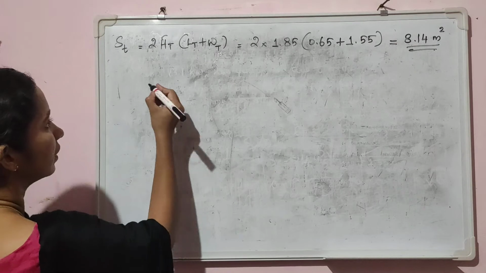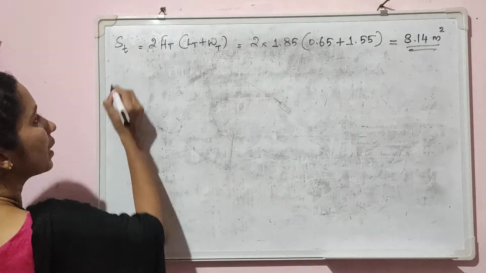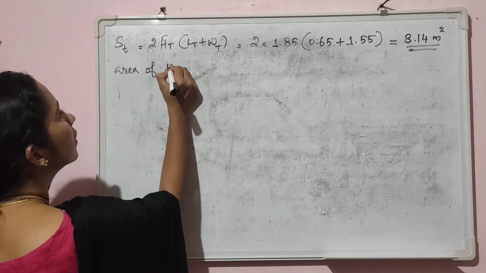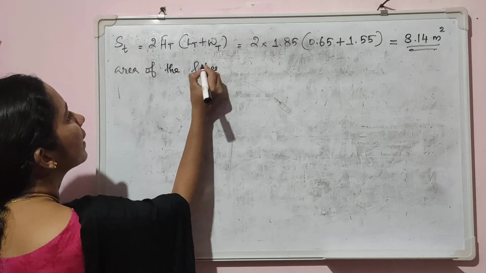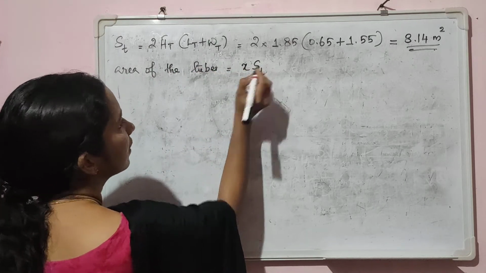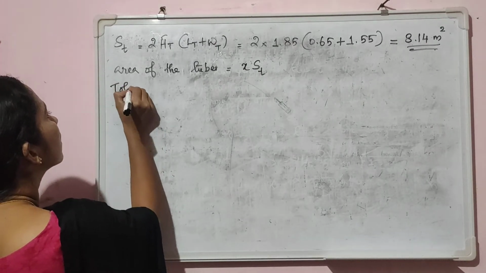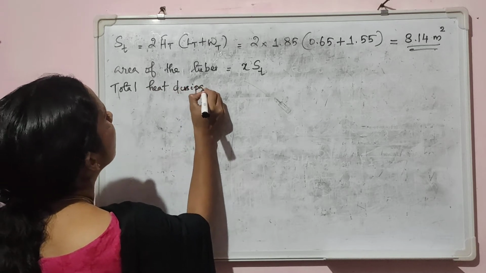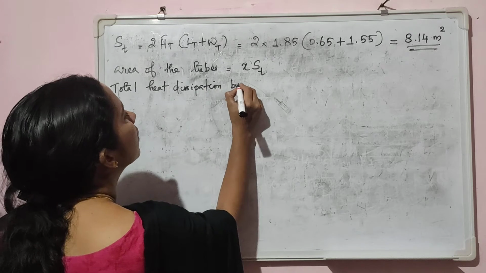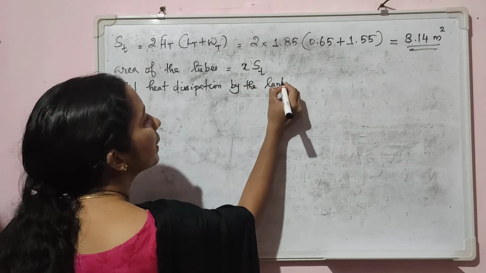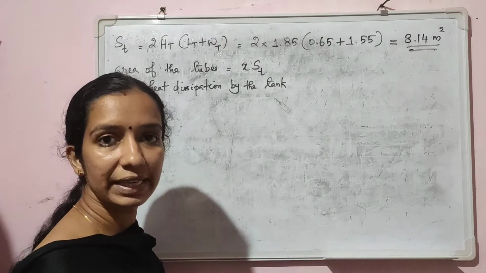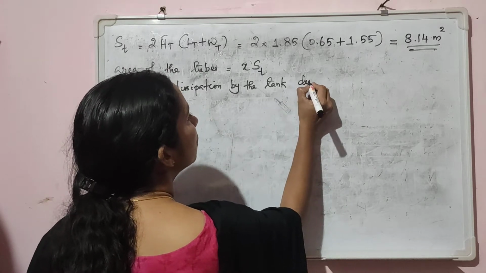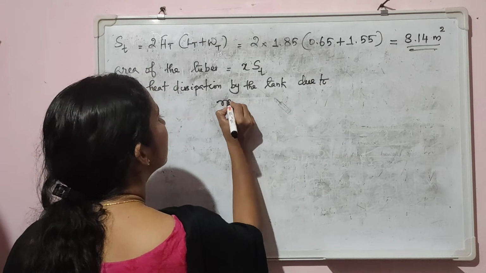So how was the derivation? We have considered area of the transformer tank as ST and total area of the cooling tubes as X into ST. Then total heat dissipation by the transformer tank, total heat dissipation by the tank. So tank dissipates heat by radiation as well as convection. So total heat dissipation by the tank due to radiation and convection.